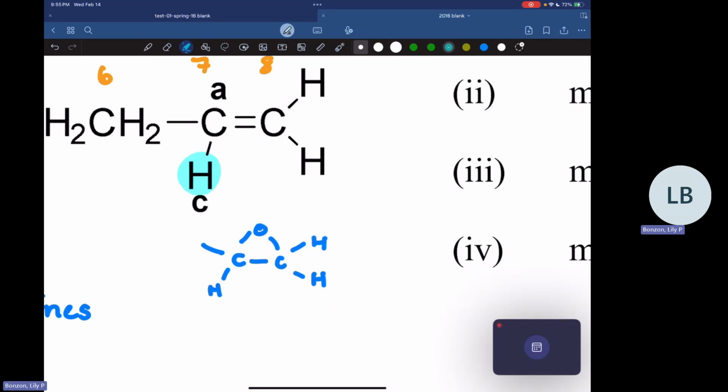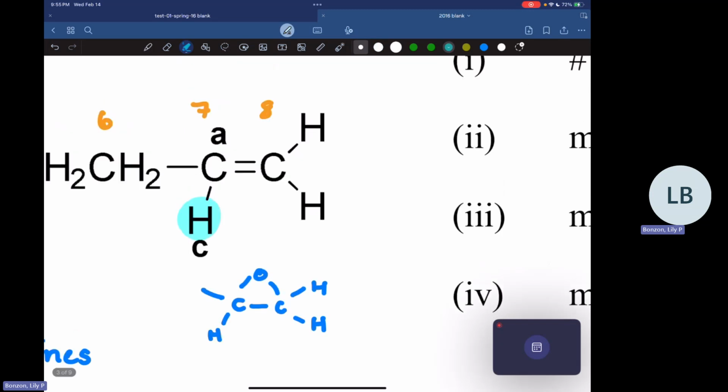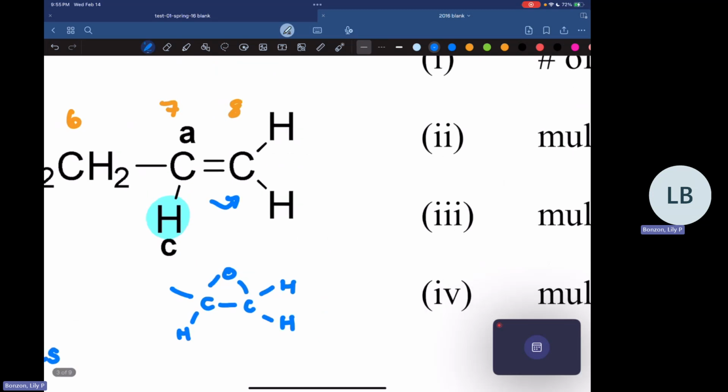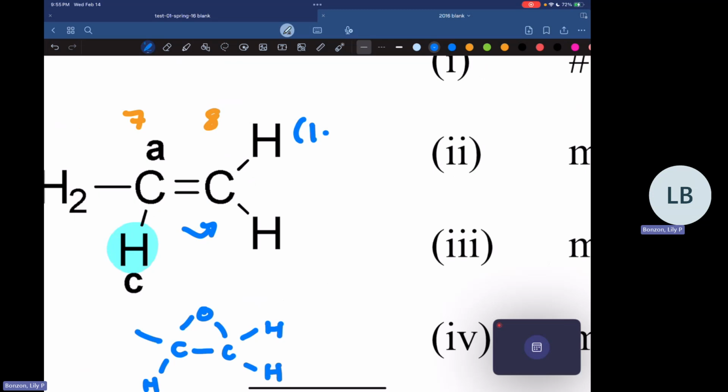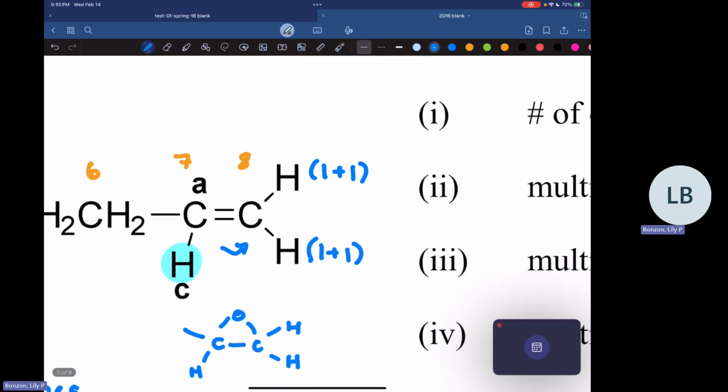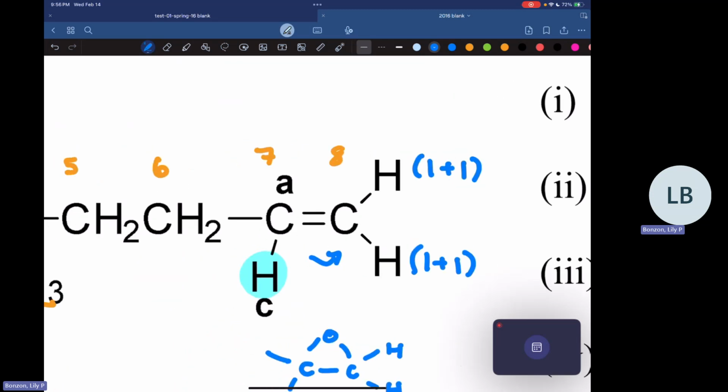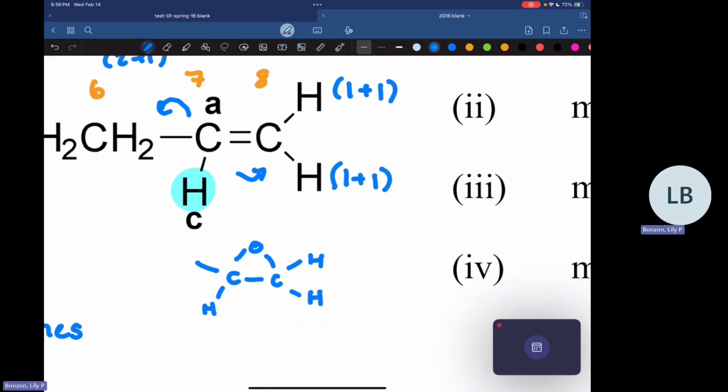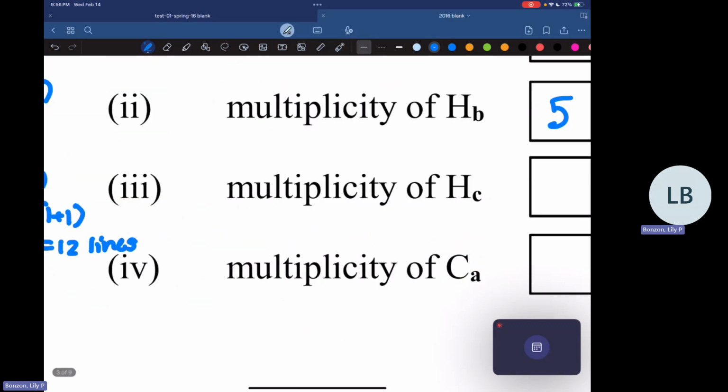All right, so we're looking at this hydrogen C here. Looking to the right, we have two hydrogens on this carbon, but again, we have to consider them as distinct protons because of that bond rotation factor. So these are each going to give us a 1 + 1 multiplicity. And then going over here to the left, we have two hydrogens. So that's going to give us 2 + 1. And so we're going to throw all that together. So 2 + 1 times 1 + 1 times 1 + 1. That gives us 3 times 2 times 2, which is 12 lines on that NMR.